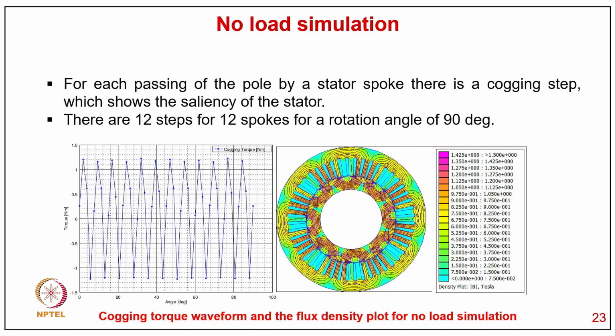And here it is typically for each step, for each passing of the pole by a stator spoke, there is a cogging step, which shows the saliency of the stator. There are 12 steps for 12 stator spokes for a rotation of angle 90 degrees, as you can see in the figure: the plot of the cogging torque waveform, and the flux density plot of the no load condition.